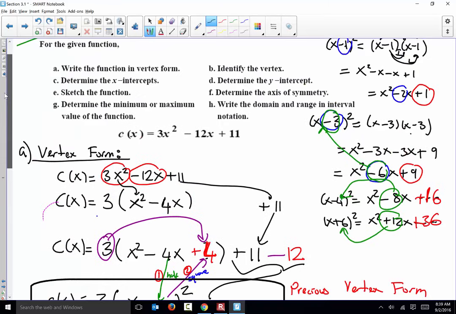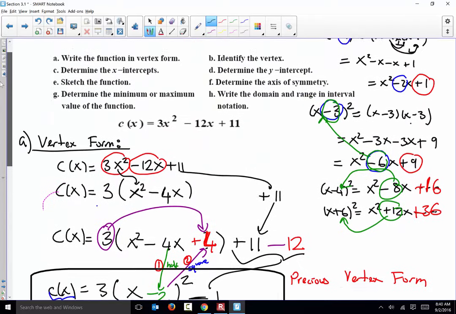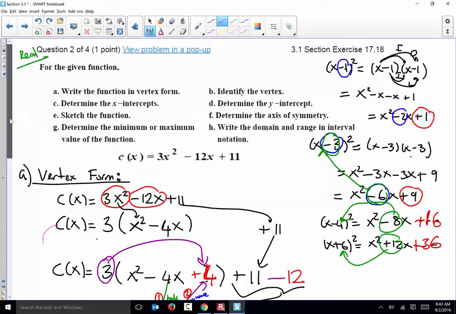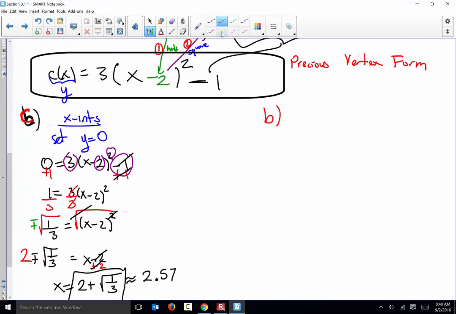Now part C. Determine the x. Oh, I did C actually, right? Sorry. This was C. Now let's do part B here. What is B? It's on this side. Identify the vertex. That's easy. Anyone? 2. It's the opposite of this number, 2. The actual number afterwards is -1. Okay?